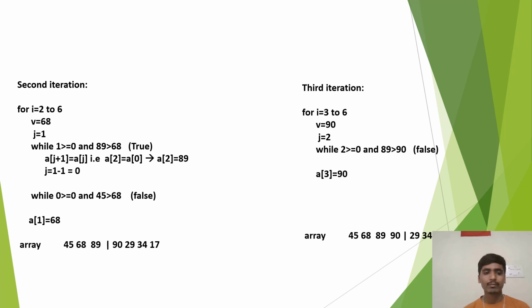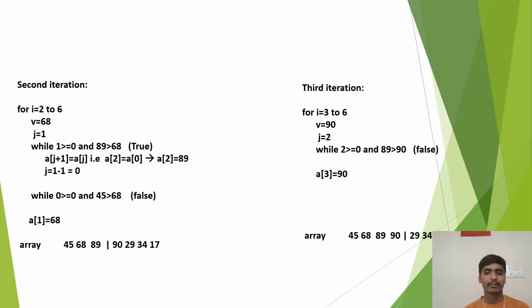Second iteration. For i = 2 to 6, v = 68, j = 1. While 1 >= 0 and 89 > 68, it is true. A[j+1] = A[j], that is A[2] = A[1], so A[2] = 89. j = 1-1 = 0. While 0 >= 0 and 45 > 68, it is a false statement. A[1] = 68. The array is 45, 68, 89, 90, 29, 34, 17.